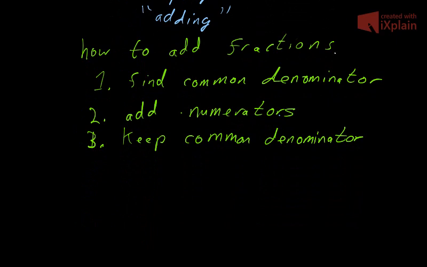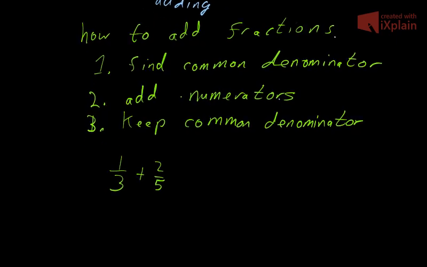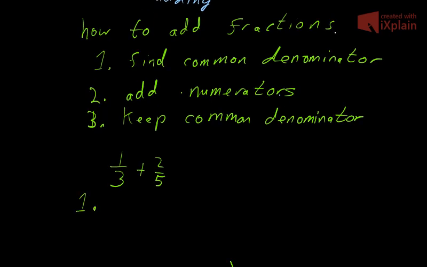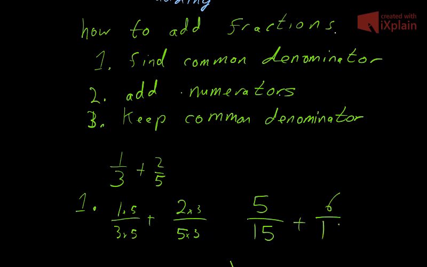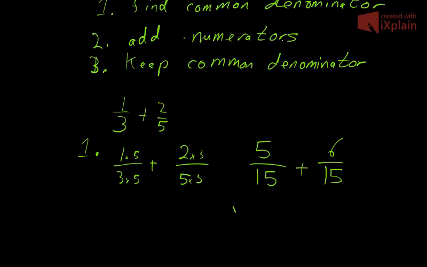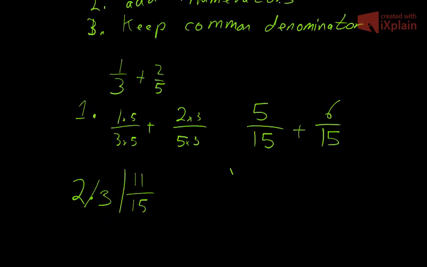So what that looks like is if I'm doing something like 1/3 plus 2/5, my first step would be to find the common denominator, which is going to be 15, so it would be 1 times 5 over 3 times 5 plus 2 times 3 over 5 times 3, which is going to be 5/15 plus 6/15. So now I have a common denominator. The second thing I'm going to do is to add my numerators. So I have 5 and 6, that's 11. And then I keep my common denominator, which is 15. So that's both steps 2 and 3. And that's my final answer.